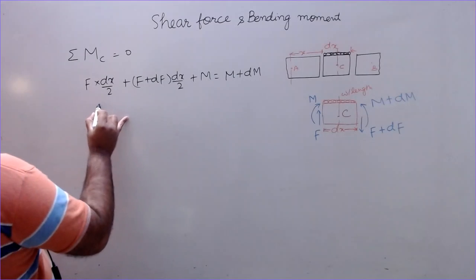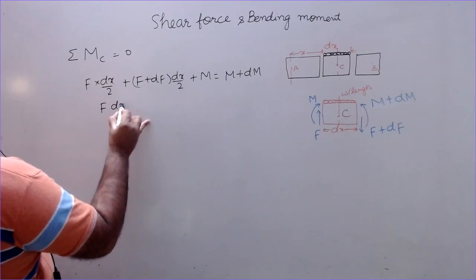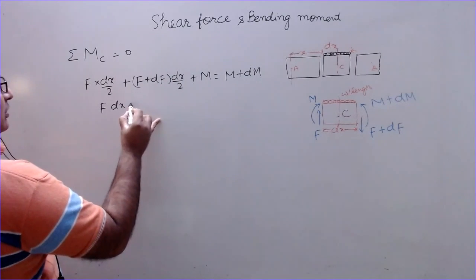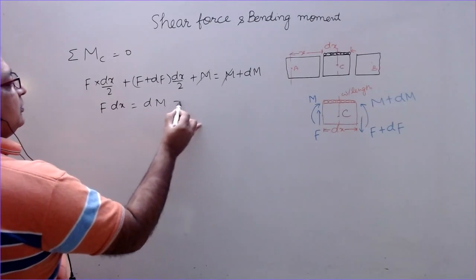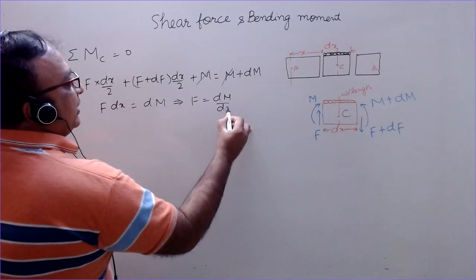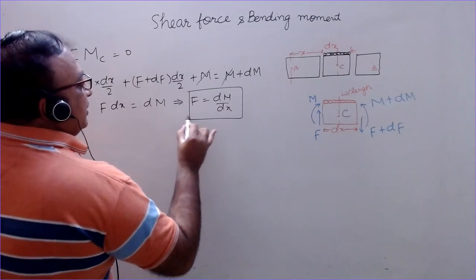So we can write, solving this, these will add. So F dx, and dF into dx is a very small term, can be neglected. M cancels out, equal to dM. So this gives us F is dM by dx. The shear force is equal to the rate of change of the bending moment.